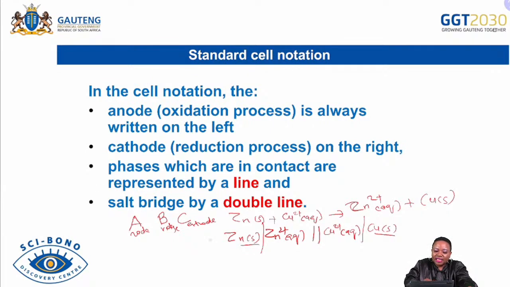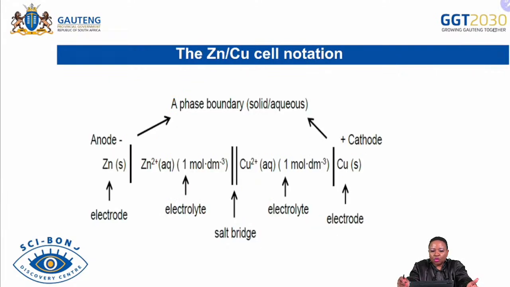So we are using this single line to separate the phases. If the phases are the same, we just use a comma. For same phases, we use what? We use a comma. Like if we have an aqueous and an aqueous, we just use a comma because we cannot say we are separating the phases in that instance. So this is what I was explaining in terms of writing the cell notation.